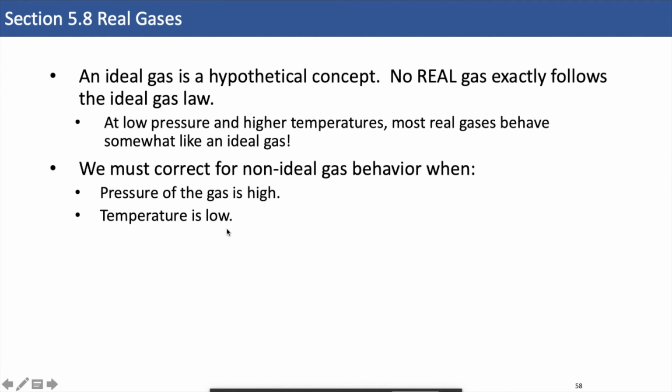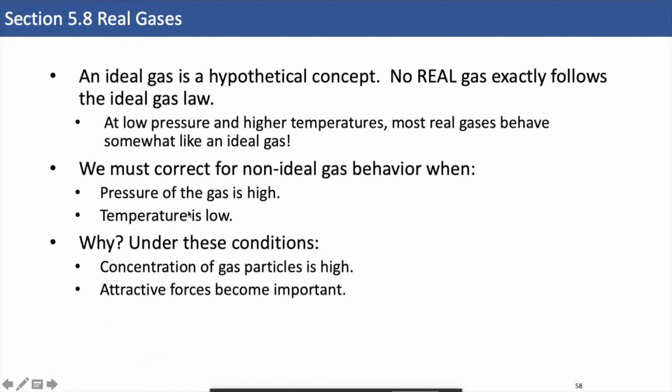So when do we have to correct our equations? Well, the only times we really need to correct these equations are when the pressure of the gas is really high, when we have a high pressure inside of a tank or something, or as we get closer and closer to absolute zero, which again, for everyday experiments, we're not going to be under these conditions. Now, why do we have to correct under these conditions? Well, the reason is that if the pressure is high enough, the concentration of gas is going to be really, really big.